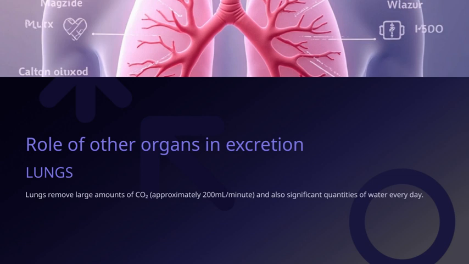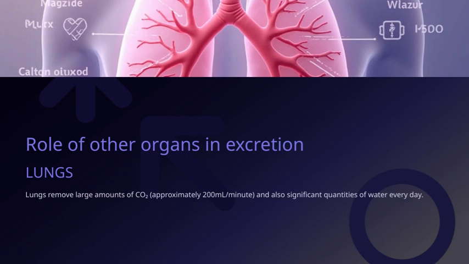It's important to see the lungs not just as organs for breathing, but also as key players in excretion. When we think about the overall system, other organs like the kidneys and skin also contribute to removing waste. Together, these organs work to keep our internal environment stable, which is essential for overall health and proper functioning.